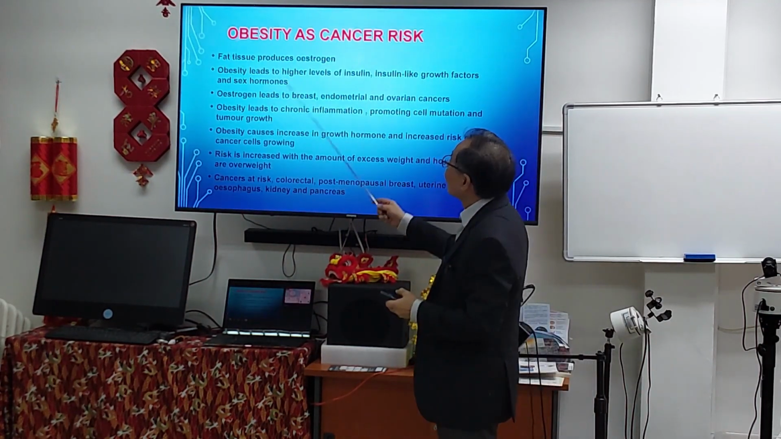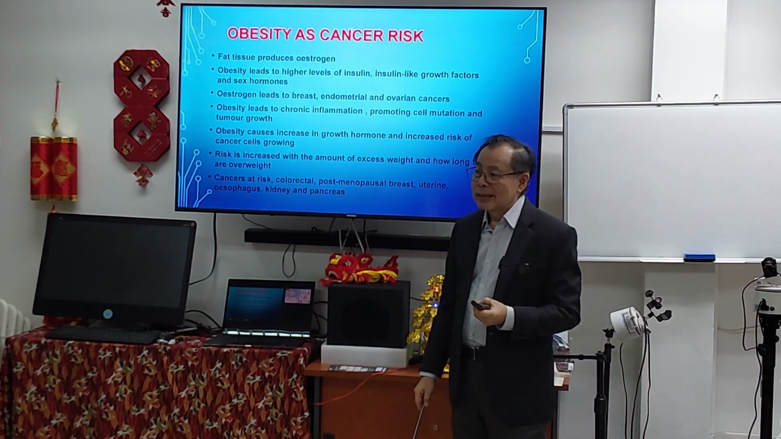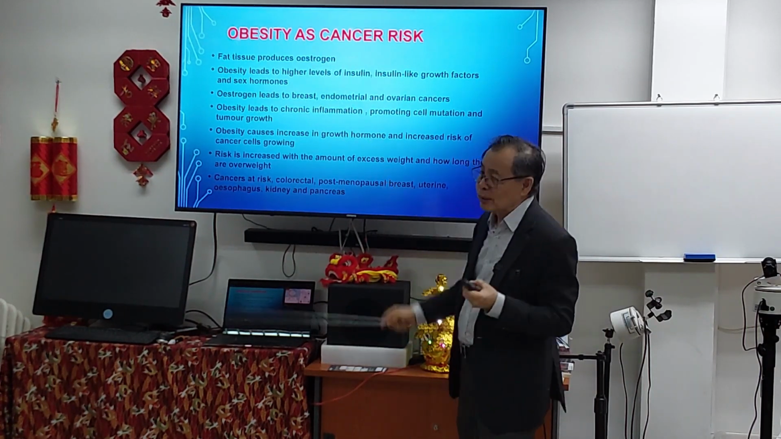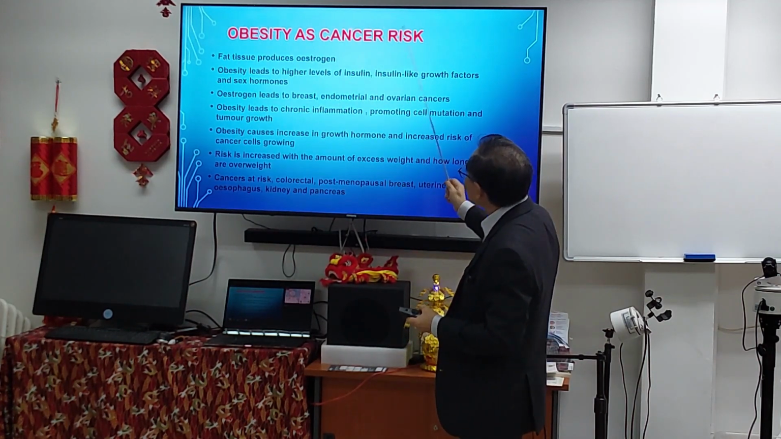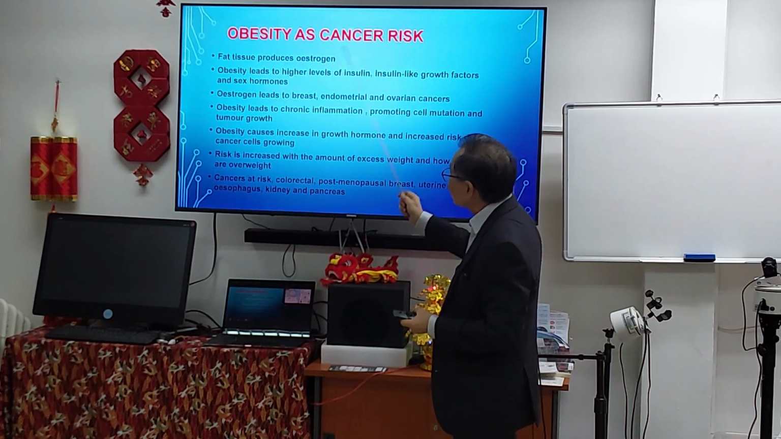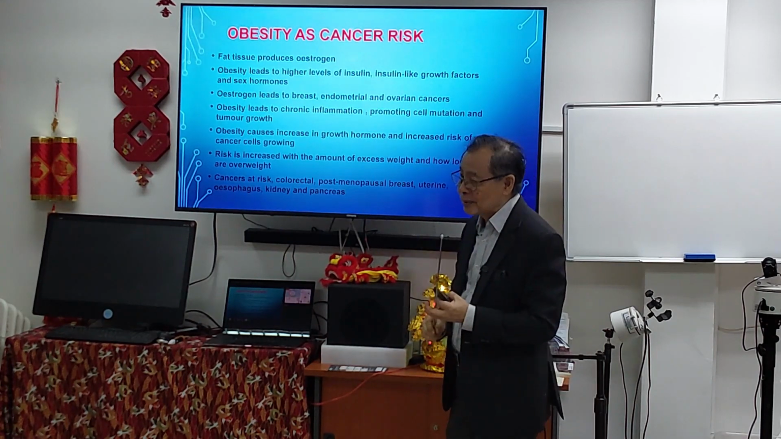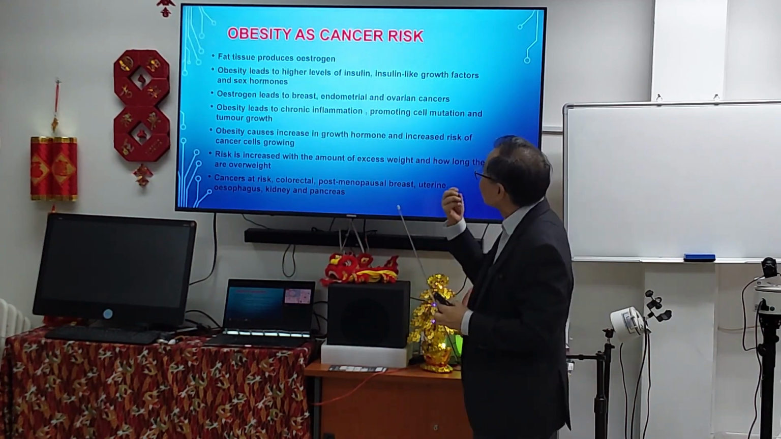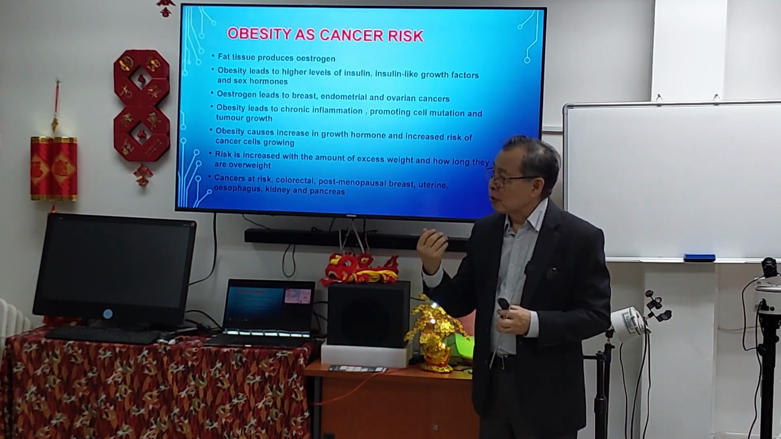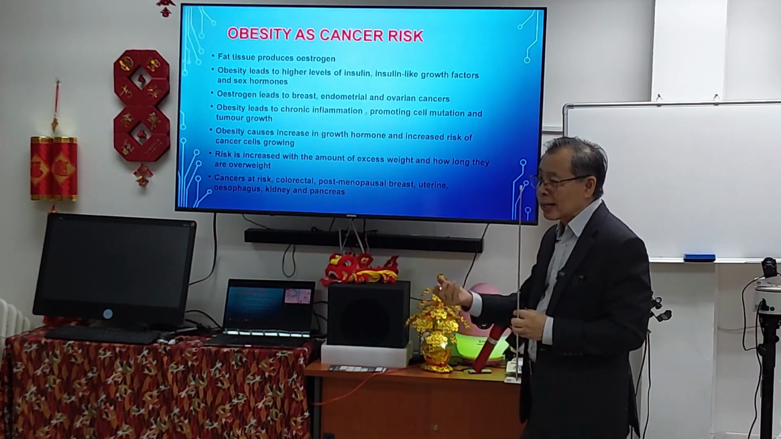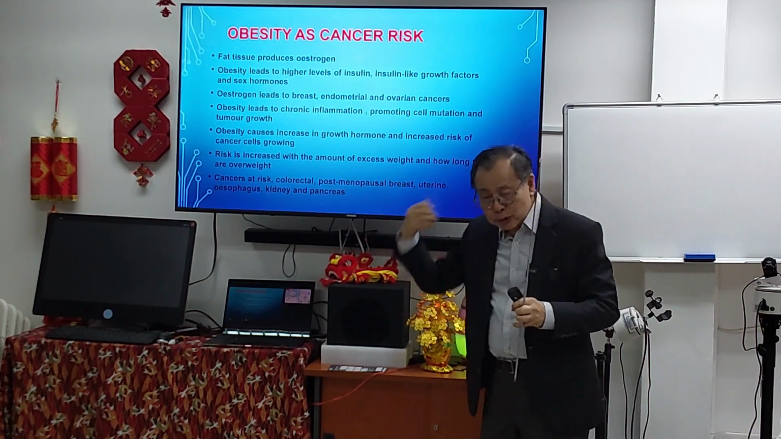Obesity. Fat tissue produces hormones. That's what many people don't know. Especially for guys, because estrogen is a female hormone. Obesity leads to high levels of insulin, insulin growth hormones and sex hormones. Estrogen leads to breast and endometrial cancers, so all these cancers in the female. Now, when you are obese, your blood sugar level will be high. And when your blood sugar is high, your insulin is also high, because your pancreas is trying to bring the blood sugar level down. So you produce more insulin.